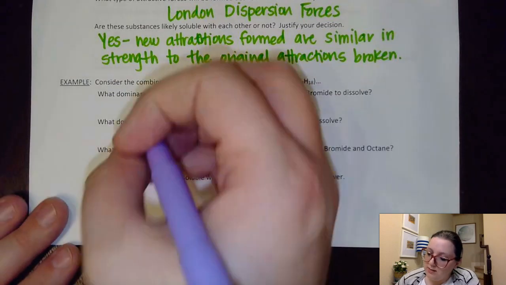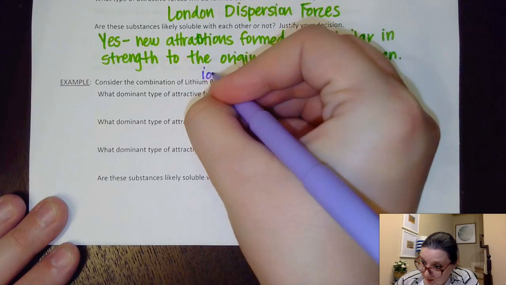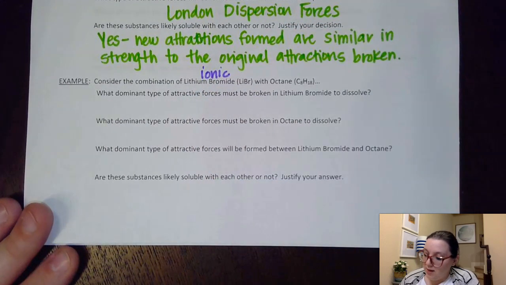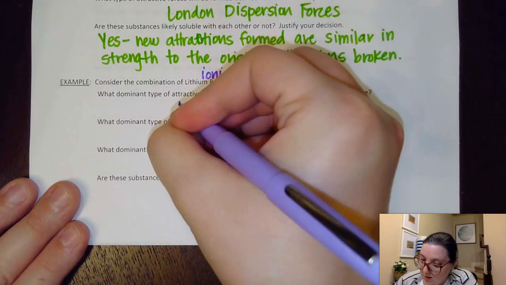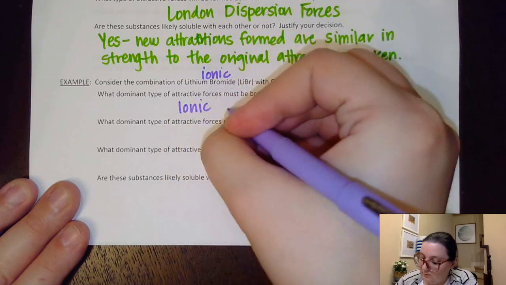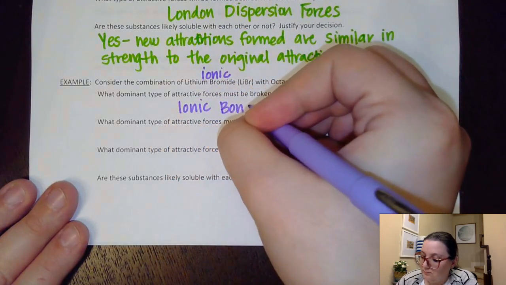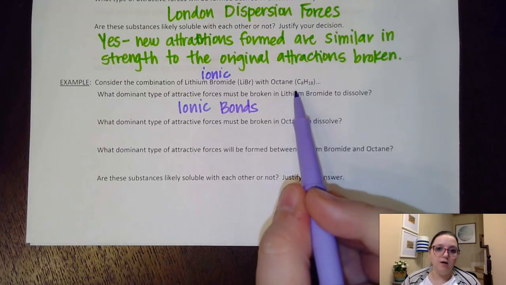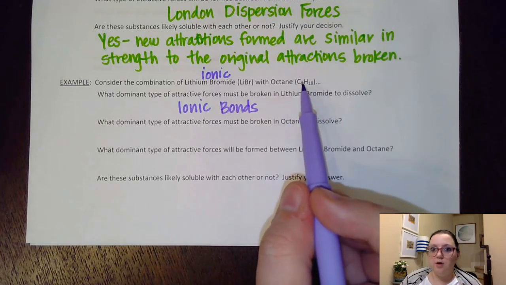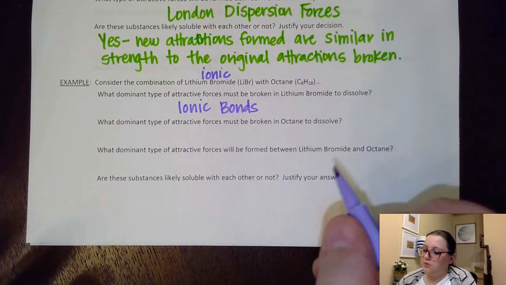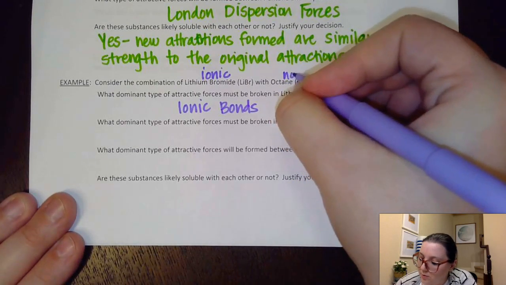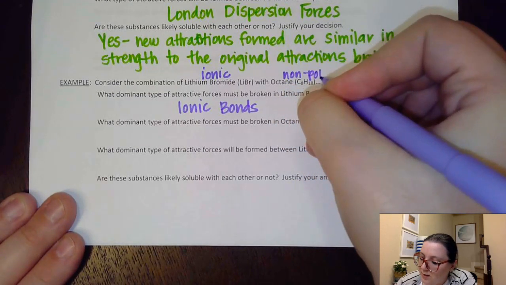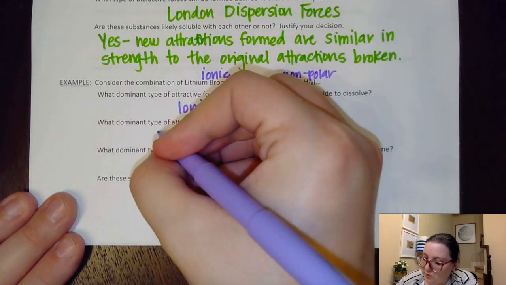Well, hopefully we recognize lithium bromide as being an ionic compound. And so that means I would be breaking ionic bonds in order to dissolve it. So then ask what dominant type of attractive forces must be broken in octane. Well, again, I have a non-metal, just carbons and hydrogen situation here. So again, that's going to be nonpolar. And so therefore, I would have London dispersion forces.